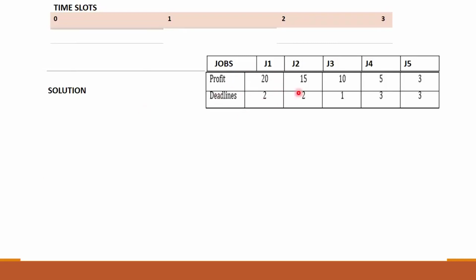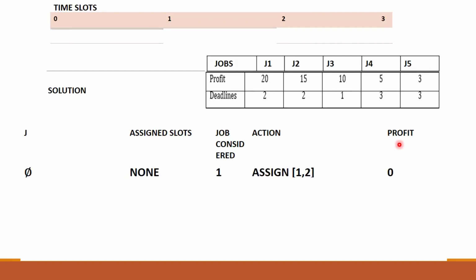I have pasted this from the previous slide. These are the time slots you have to keep: 0 to 1, 1 to 2, 2 to 3. You can show it in box format. Then you form another table which must contain the following columns: J, assigned slot, job considered, action, and profit. Right now, no jobs are completed, so job completed is null, assigned slot is none.